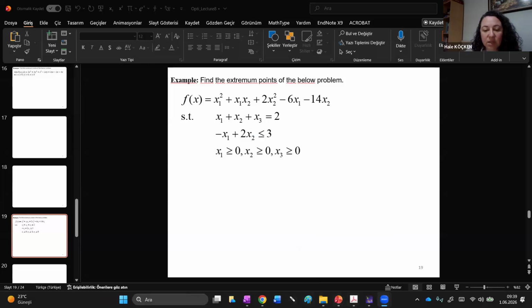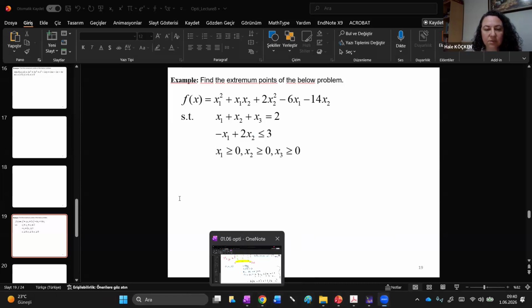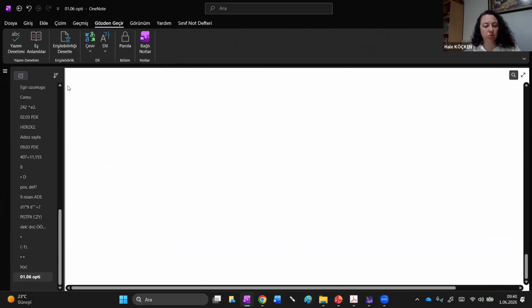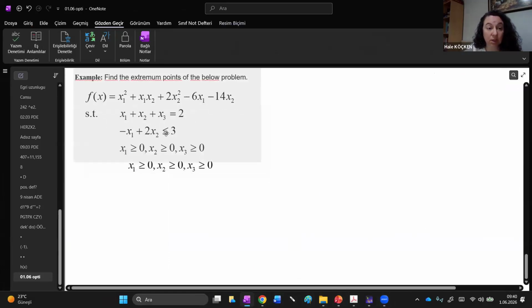In our previous example, all the inequalities were non-negativity constraints, so it was simple to do the analysis, but this is not the case all the time.